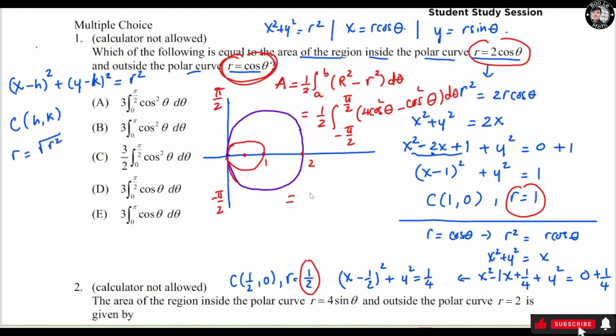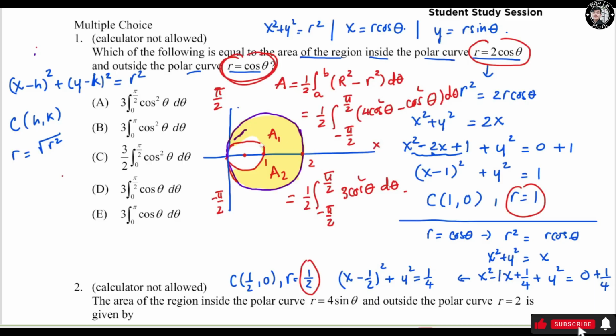Subtract this guy squared, which is minus cosine squared theta d theta, right? So it's going to be 1/2 integral from negative pi over 2 to pi over 2 of 3 cosine squared theta d theta, right? You have two portions right here. I call this A1, A2, right? They're symmetric about the polar axis, right? So you just calculate the upper one and you multiply by 2, right?